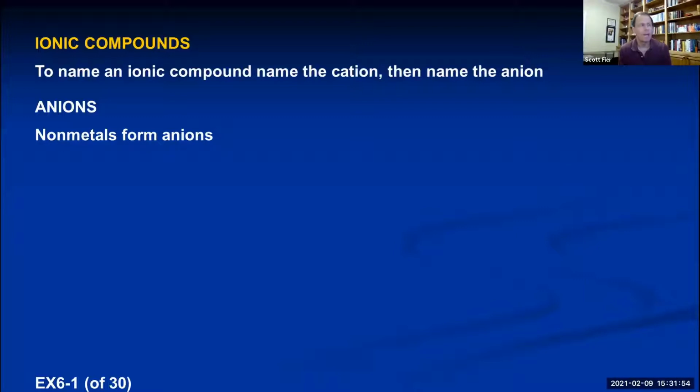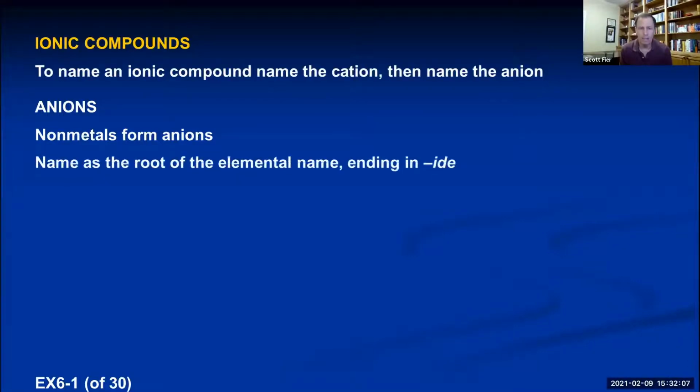And the way you name an anion is you take the root of whatever the element is that's becoming negative. So chlorine, you take chlor, oxygen, you take ox. You take the root of the name and you drop its natural ending and you replace it with IDE. So the way we name an anion is we take the root of the elemental name and we switch the ending to IDE. So that's how you get the name of it.